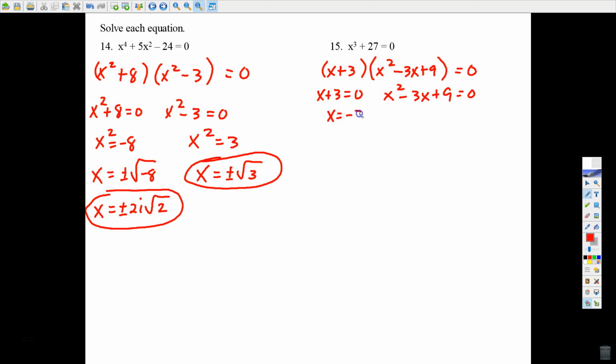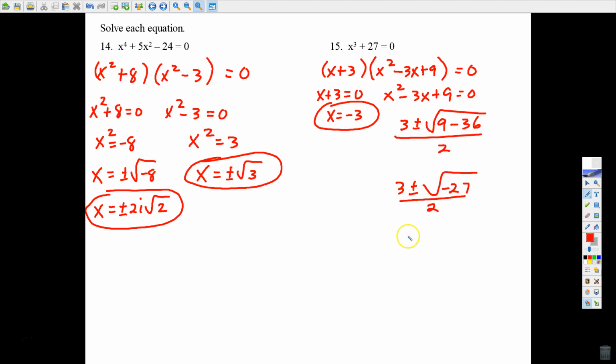All right, this one is pretty simple. That is one of our 3 solutions, -3. This one, we're going to get our other 2 solutions out of this, but we'll have to either use the quadratic formula or completing the square. It doesn't factor. So I'll do what most people would do, probably use the quadratic formula. Opposite of b, plus minus the square root of b squared minus 4 times 1 times 9, all over 2. That's the square root of -27. And the square root of -27 simplifies as 3i square root of 3.